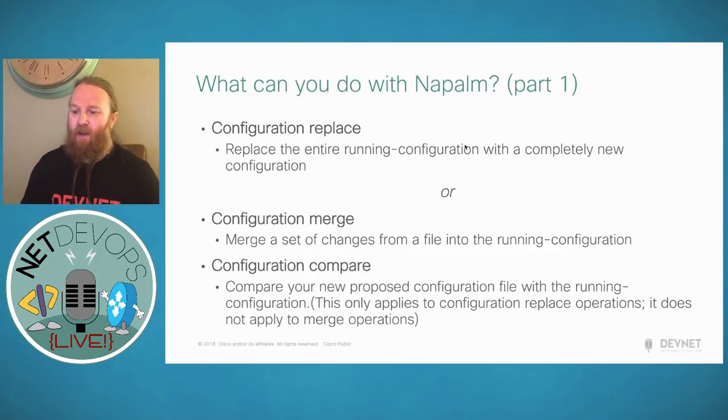this is the changes. I have a little caveat written at the bottom. This only applies to configuration replace operations. It does not apply to merge. You can alter your Python code to give you and show you that diff file. This is something that I like to do, as we'll see a little later on. But as a rule, the configuration compare is only on the default replace.